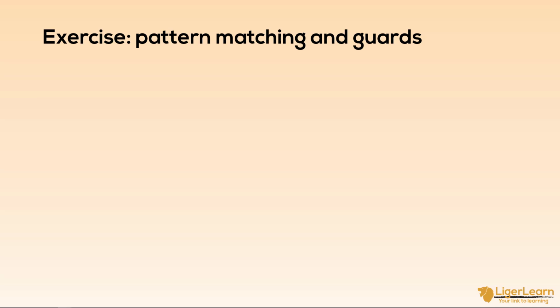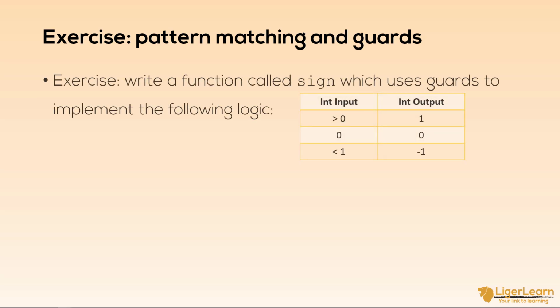Let's take a minute to do an exercise. It is your job to write a function called sign, which takes in any Int and returns an Int. The sign function should return a 1 if the Int passed in is positive. It should return 0 if the Int passed in is 0, and it should return -1 if the Int passed in is negative. And you should write your logic using guards. Okay, pause the video for a few minutes and try to write the function. Then I'll go through the answer with you.